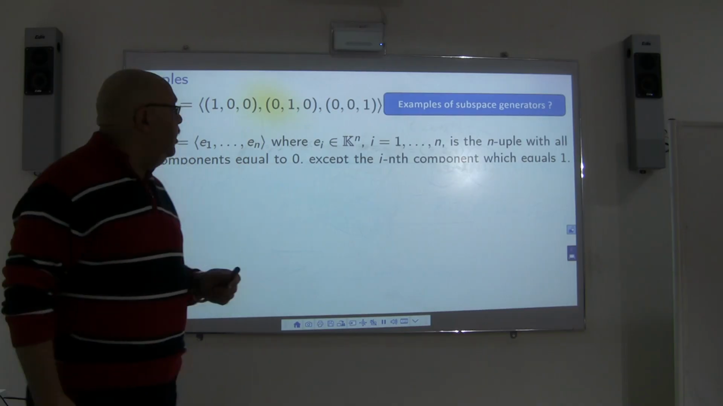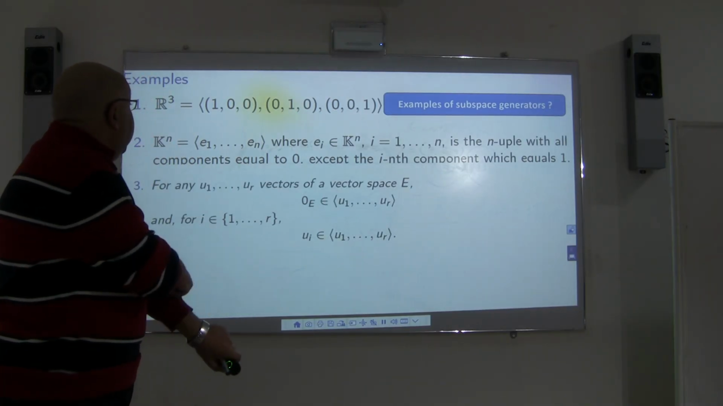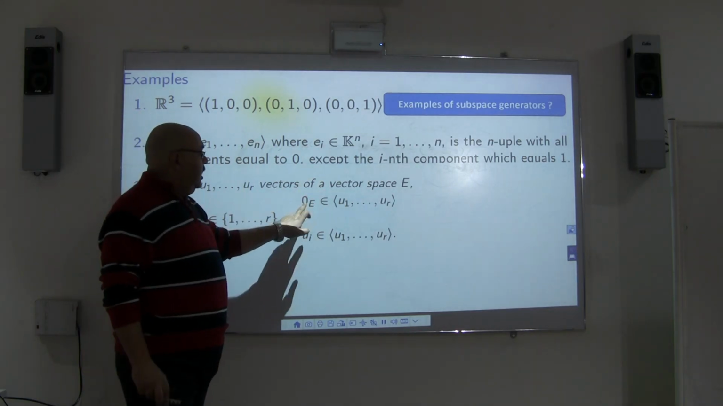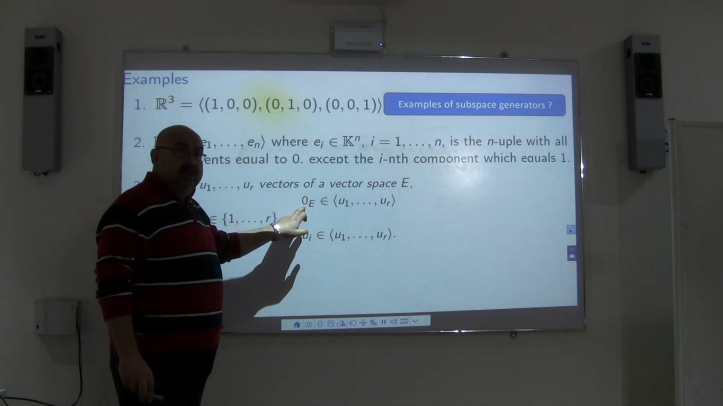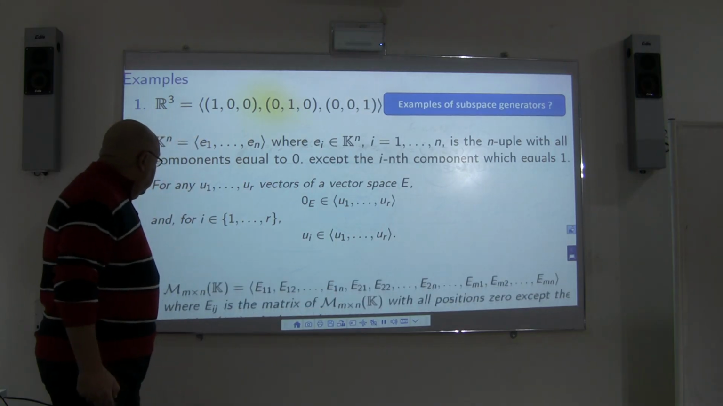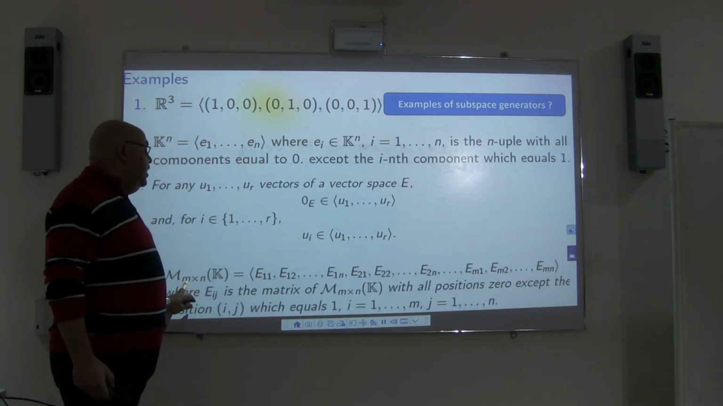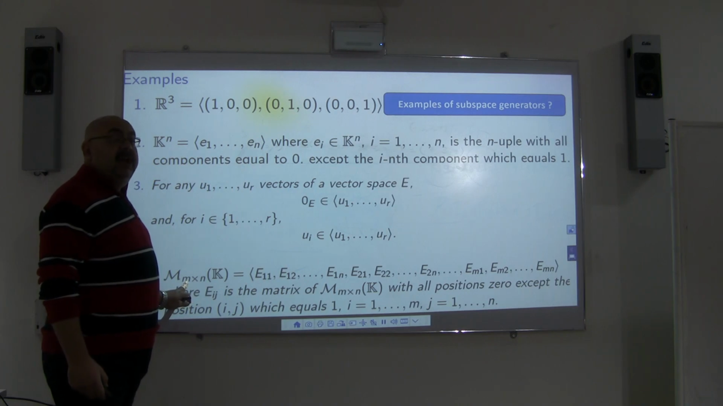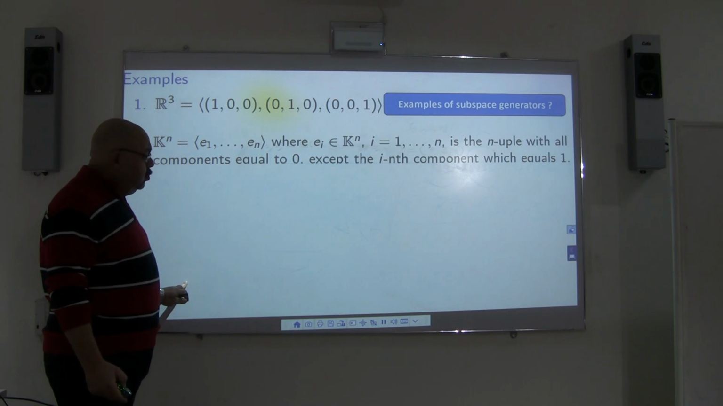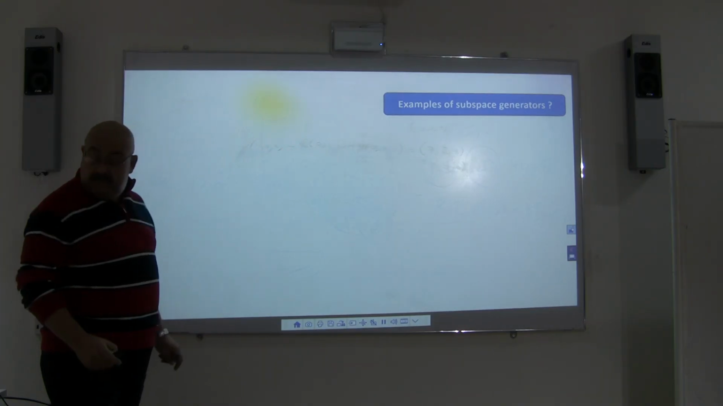That's the canonical form for Rn. For any vectors u1 to ur of a vector space, I can generate the origin simply by choosing all the alphas as zeros, as we saw. Also, for M by N matrices over K, any set of matrices can actually generate a vector space.